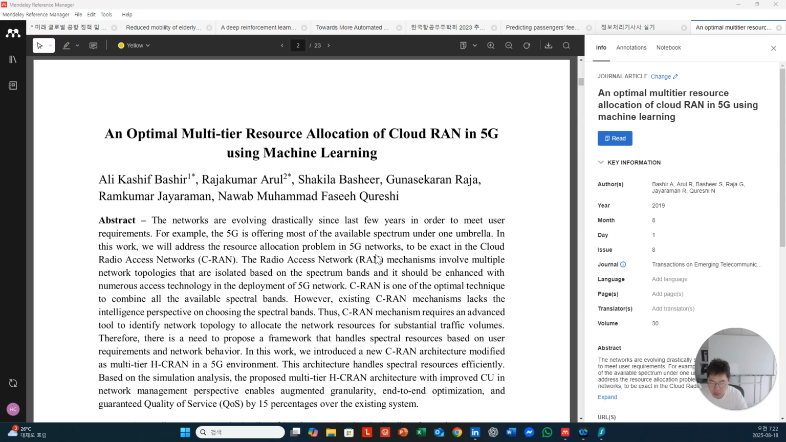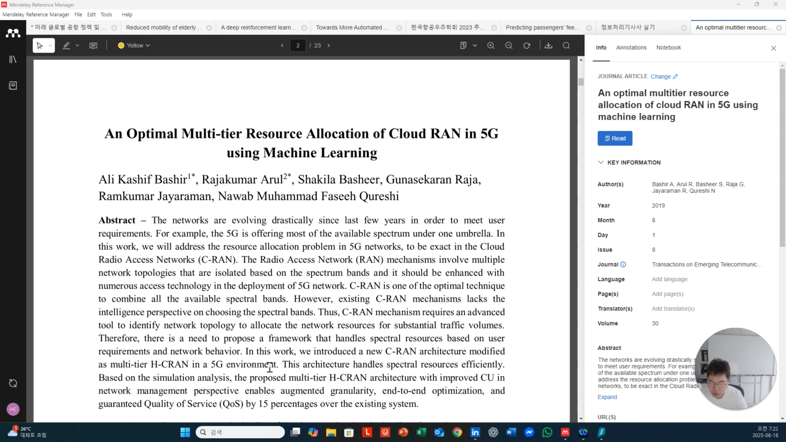However, existing CRAN mechanisms lack the intelligence perspective on choosing the spectral band. Thus, the CRAN mechanism requires an advanced tool to identify network topology to allocate the network resources for substantial traffic volumes. Therefore, there is a need to propose a framework that handles spectral resources based on user requirement and network behavior.